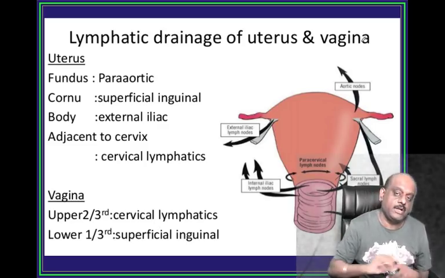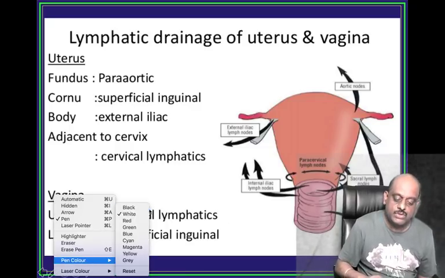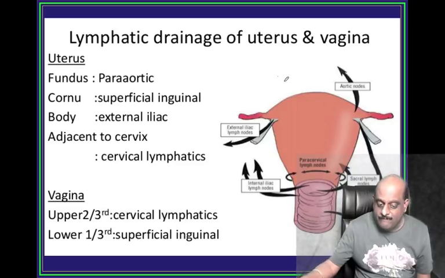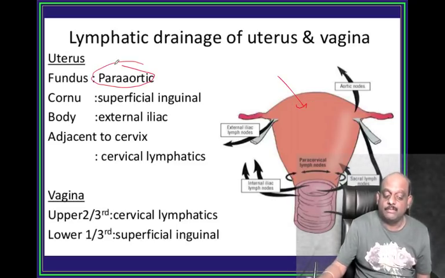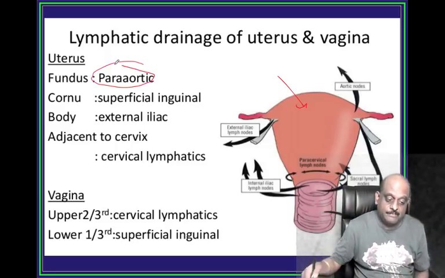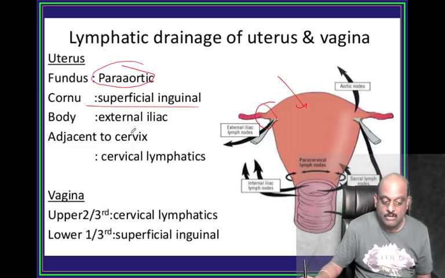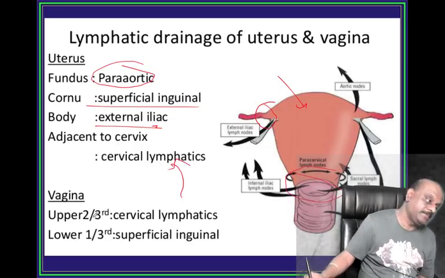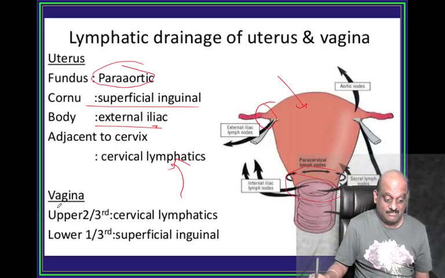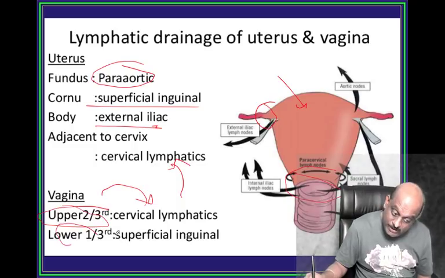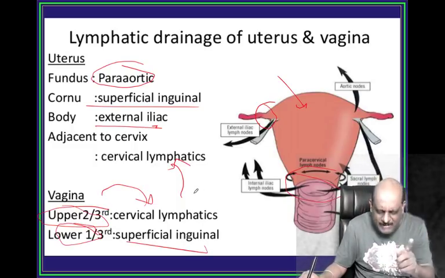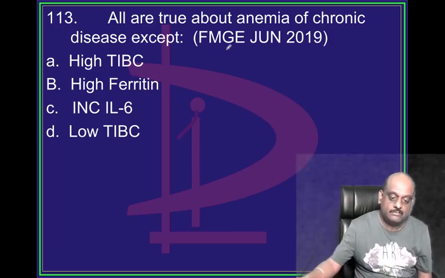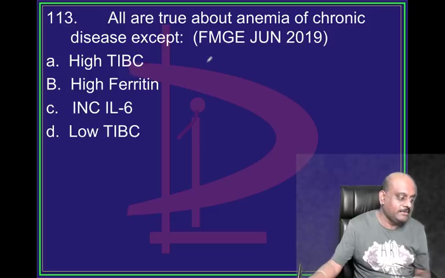So, uterus and vagina, doctor, you want to be 100% sure about the lymphatic drainage precisely. The dome of the uterus, the fundus, goes to paraaortic nodes. The cornu, the angles, go to superficial inguinal nodes. The body goes to external iliac nodes. And the part adjacent to the cervix goes to cervical lymphatics. The vagina also has a strange distribution: the upper two-thirds go to cervical lymphatics, the lower one-third goes to superficial inguinal. Every time the examiner will ask a question on this only, so you have to be sure. Right, doc? If you do wrong, don't get disappointed. Be happy, you made it.